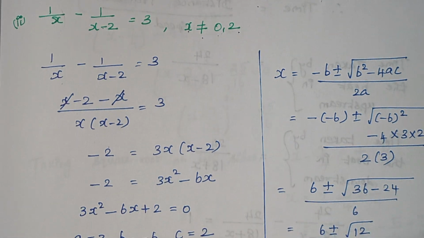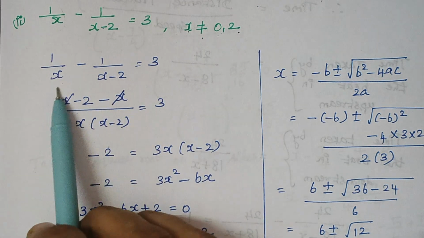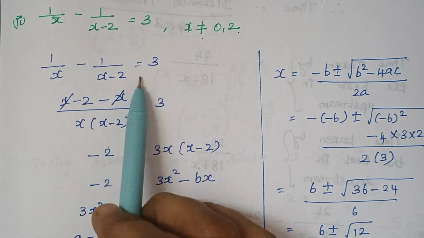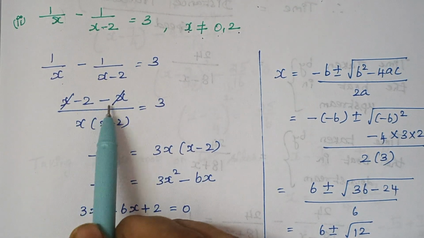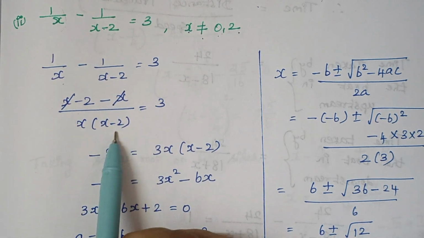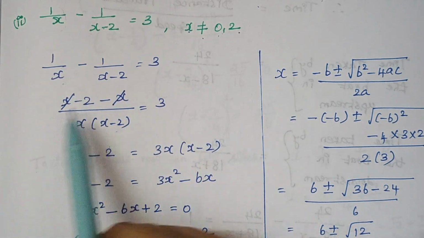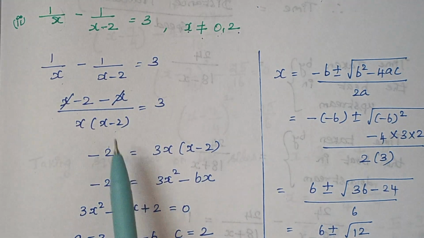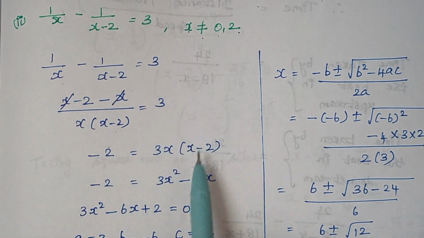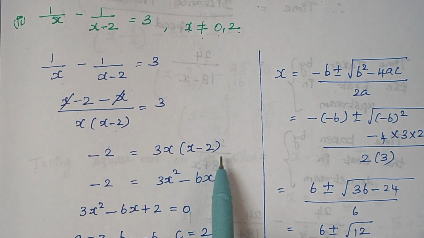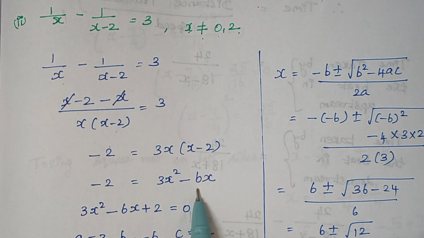Now again the same way we are going to take LCM and frame our quadratic equation. So 1 by x minus 1 by x minus 2 equal to 3. When you take LCM, here it is x minus 2 minus x by x into x minus 2 equal to 3. Now these two terms get cancelled and here we have minus 2 equal to, I am moving this term to the right hand side, 3 into x minus 2. The next step is multiplying. So 3x square minus 6x.